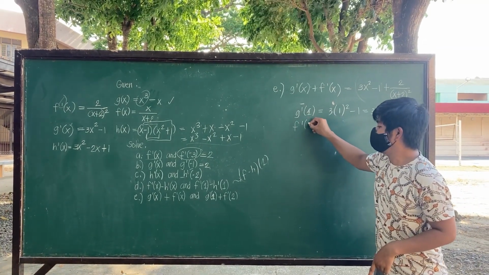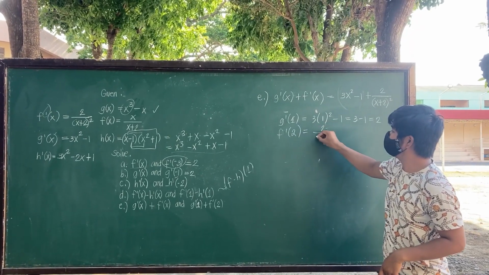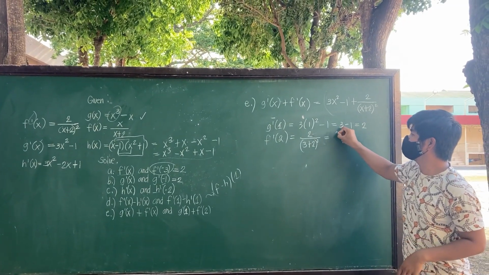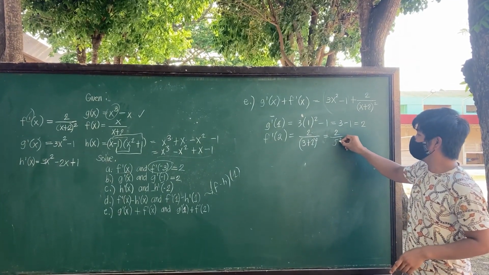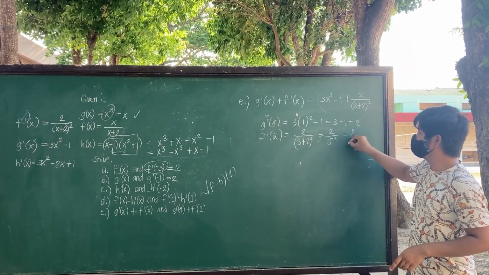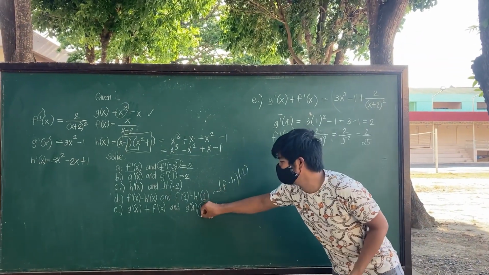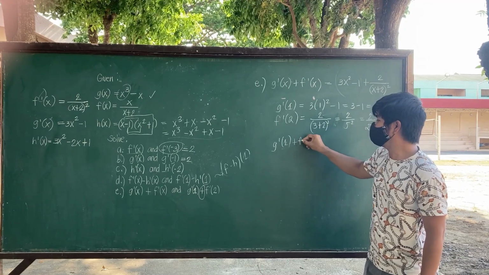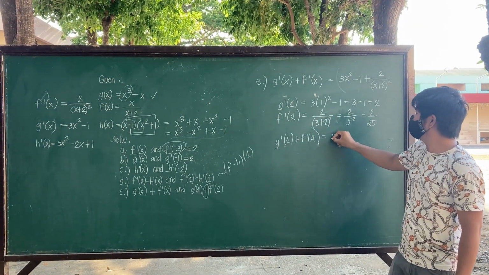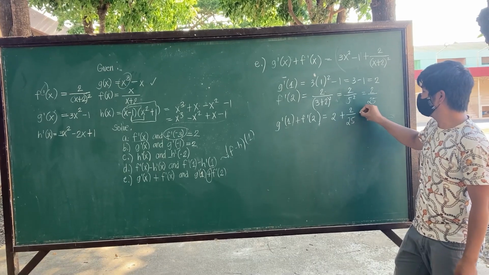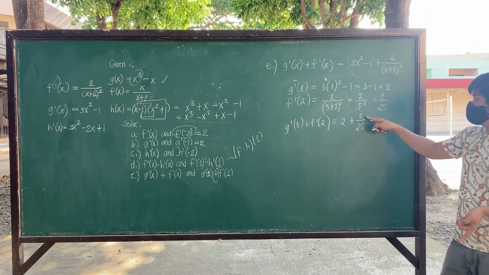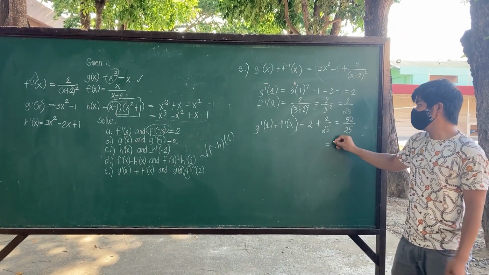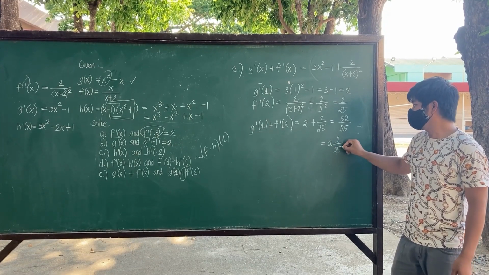f prime of 2 is equal to 2 over 3 plus 2 quantity squared. And that is equal to 2 over the square of 5, so 2 over 25. And since the operation is addition, we now have g prime of 1 plus f prime of 2 is equal to 2 plus 2 over 25. So 25 times 2 is 50 plus 2 is 52 over 25. Or your answer can be 2 and 2 over 25 in mixed fraction.